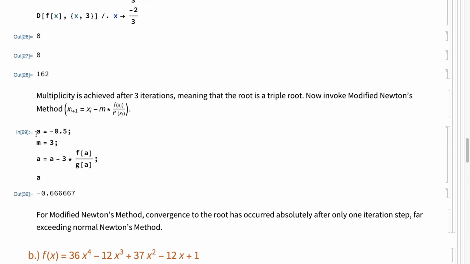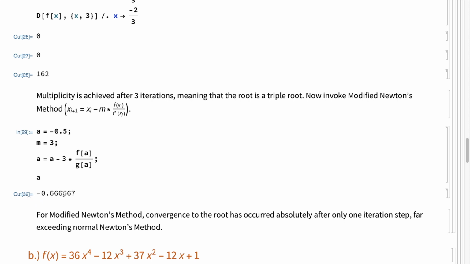To begin, define the variable a equals negative 0.5, and a second variable, m equals 3. What we can then do is evaluate Newton's method one time, setting a equal to the result of a minus our multiplicity of 3 times the result of f of a over g of a, and then evaluate that result down here. When we do this, we find that we get an exact result of negative 2/3.